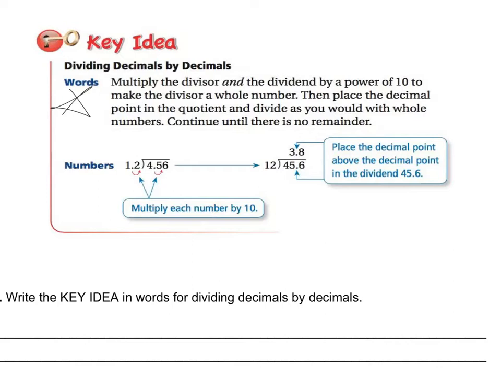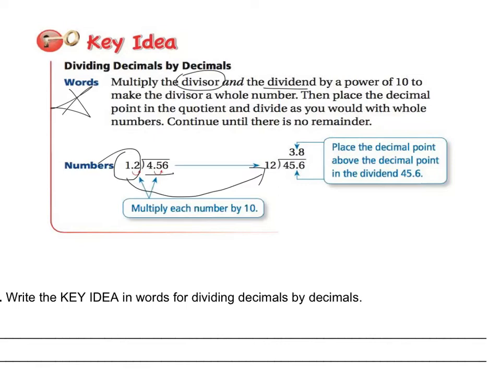sure you write down. And what it says here is that we multiply the divisor. So in our example, the divisor is 1.2, and the dividend by a power of 10 to make the divisor a whole number. Okay, 1.2 is not a whole number right now. We need to change it into one. As you can see over here, it becomes one when we multiply it by a power of 10. Okay, then place the decimal point in the quotient and divide as you would with whole numbers.